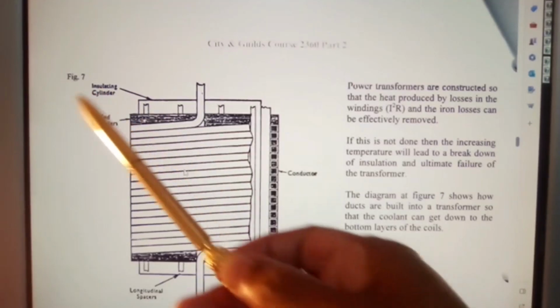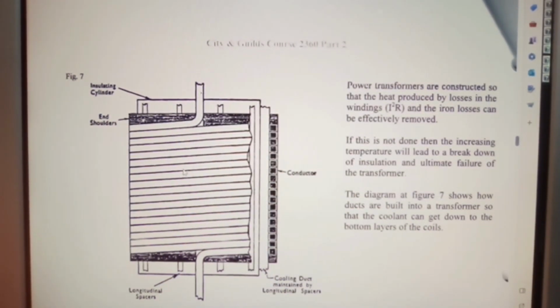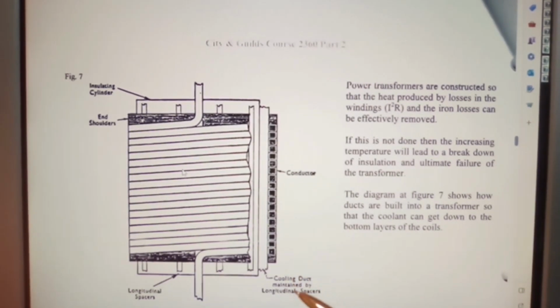Figure 7: cooling duct maintained by longitudinal spacers.